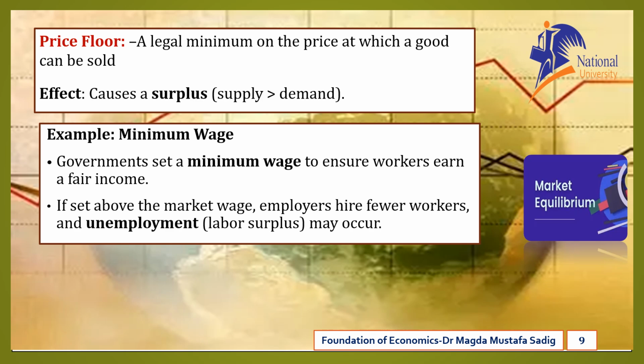So let us always remember that market equilibrium ensures efficient allocation of resources. Price floors set above equilibrium create a surplus. Price ceilings set below equilibrium create a shortage. So policy must balance social equity and market efficiency.